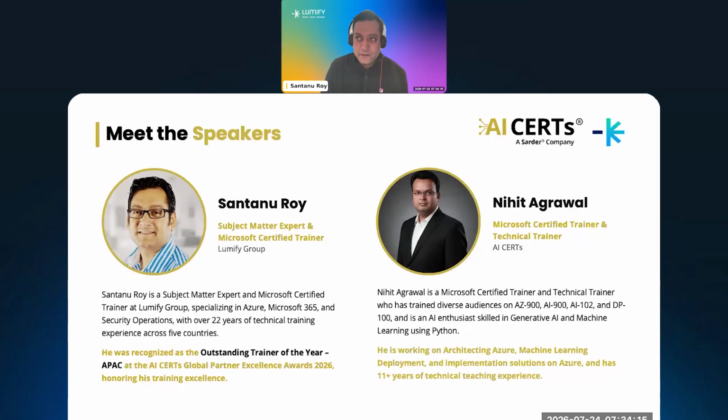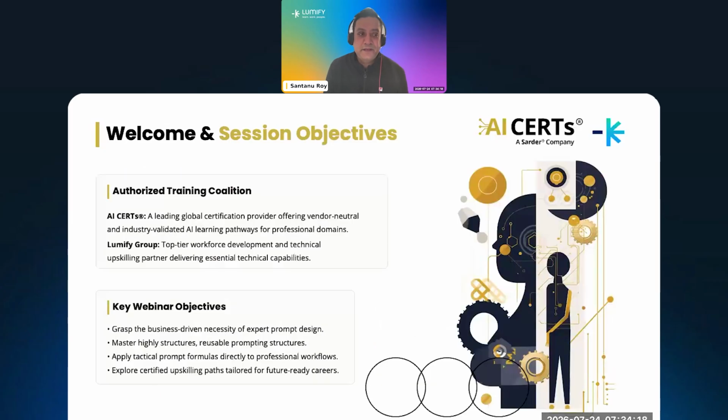But before we start the actual topic, let me tell you briefly about us, Lumify Group and AI Search. AI Search and Lumify Group, both of us, have come together to deliver a world-class AI education. AI Search provides globally recognized vendor-neutral certifications, while we bring decades of experience in professional upskilling. Together, we ensure that each and every learner gains industry validated skills that are immediately applicable in their workplace.